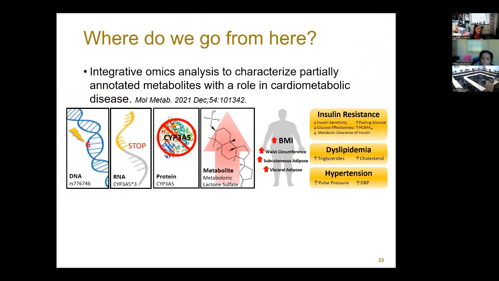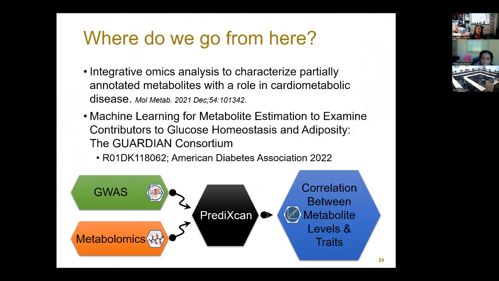published earlier this year. We also currently have a grant to explore machine learning approaches for metabolite estimation to examine contributors to glucose homeostasis and adiposity in the genetics underlying diabetes in Hispanics, or the Guardian Consortium, which includes IRIS family study. So I recently presented our preliminary results as an oral abstract at the American Diabetes Association. And what you see here is our overall study design.